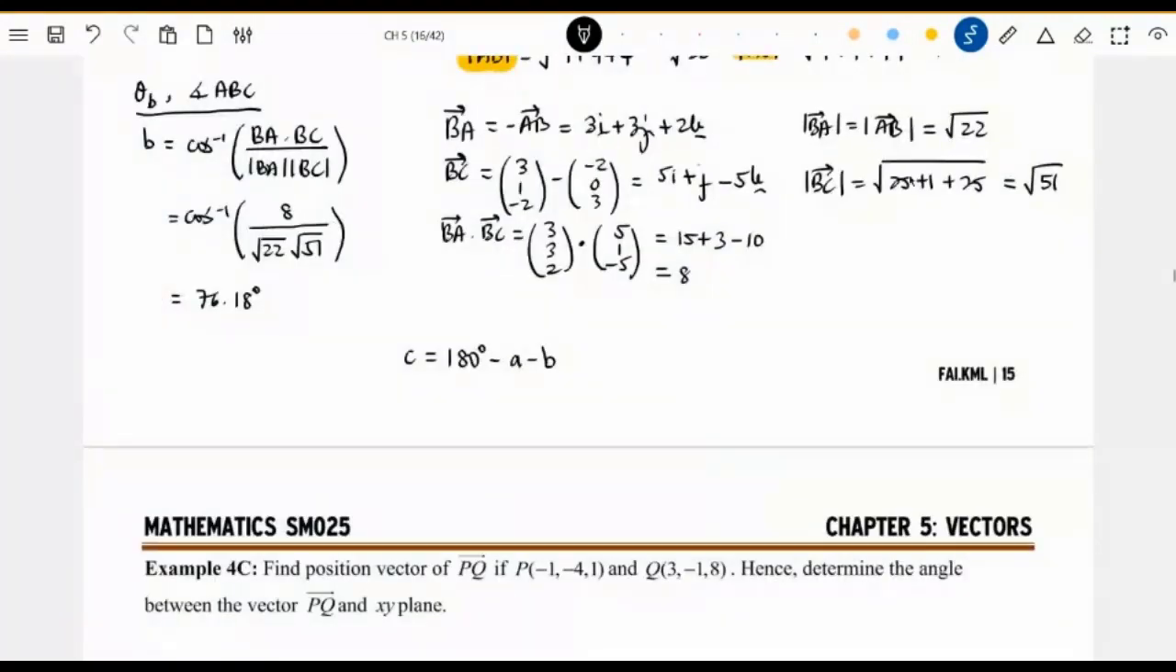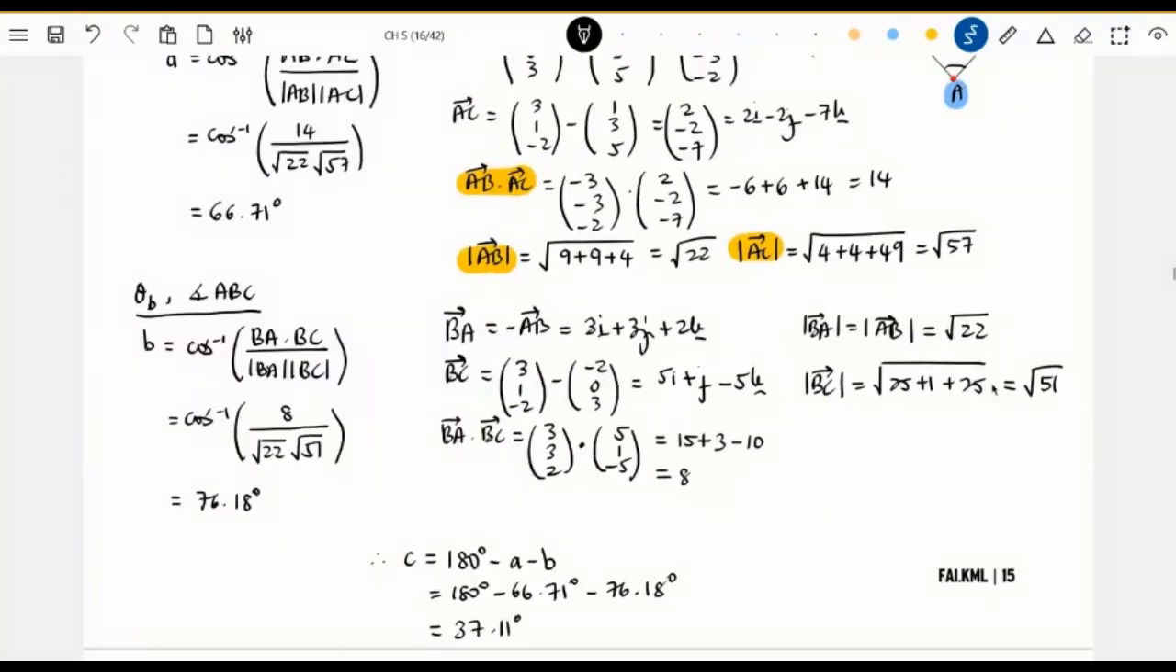Okay, so we end up with 180 minus, tadi adalah 66.71 degrees minus 76.81. So kita akan dapat 37.11 degrees. Okay, clear? Nampak tak macam mana kita cari?